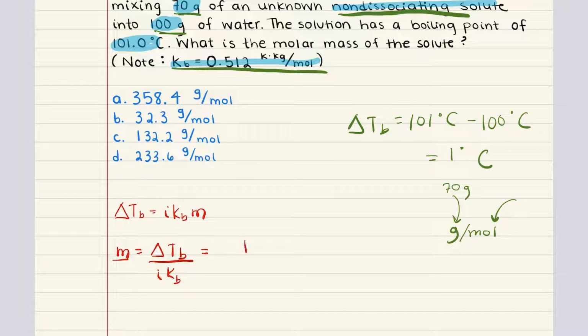Delta Tb is 1 over i, which is 1, and Kb is 0.512. All right, so we can approximate this as 1 over 0.5. This is equal to 2. So the molality is equal to 2. Beautiful. Now this is getting us one step closer. We know, again, that we have 70 grams of this solute. We need to figure out the moles, and we can actually get that from molality.